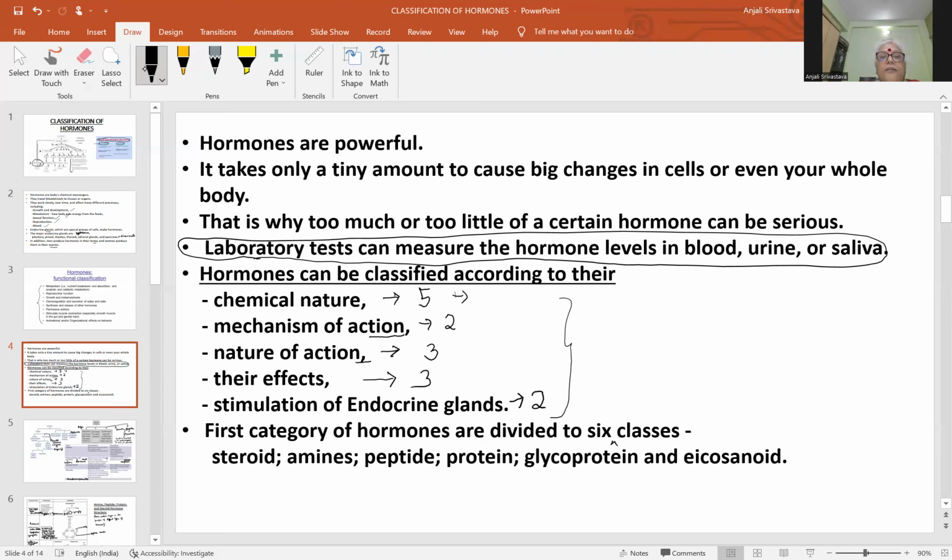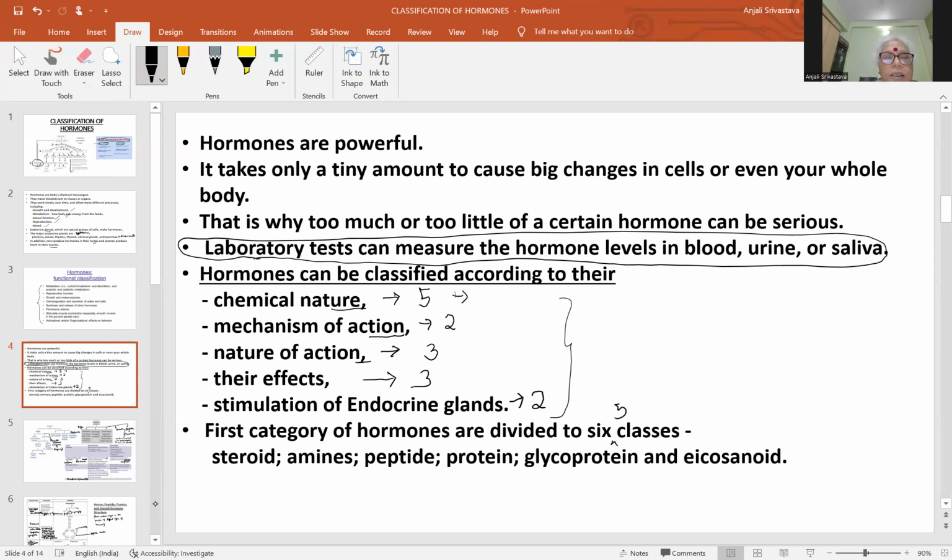So these are the different basic bases on which the hormones have been differently classified. The first category is the chemical nature of hormones, and this has been divided into 6 classes. But in our upcoming slides, we will see 5 classes.